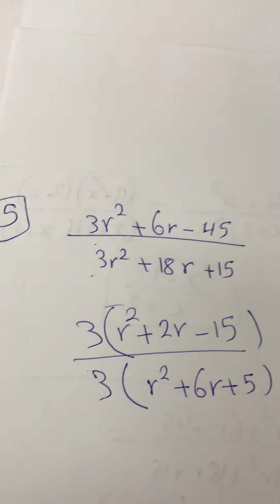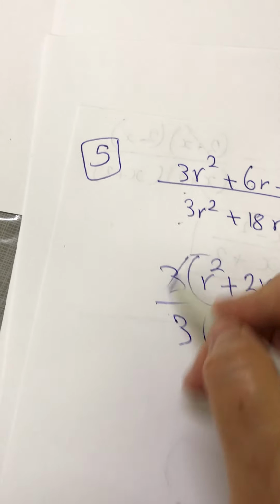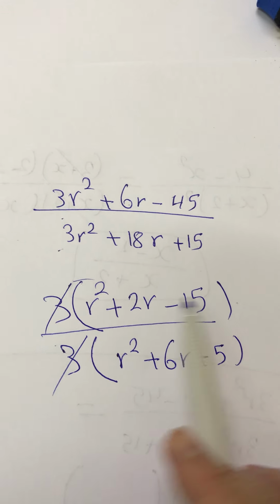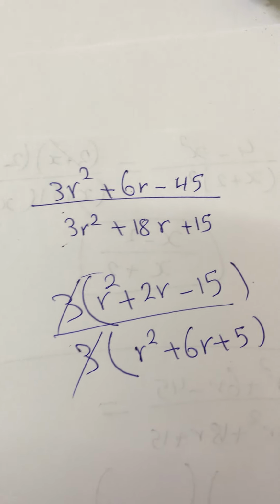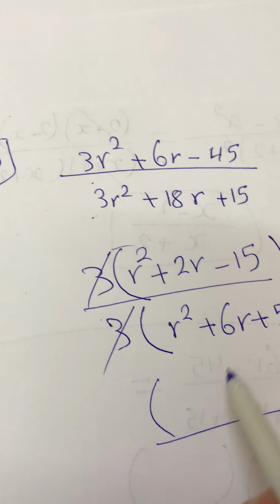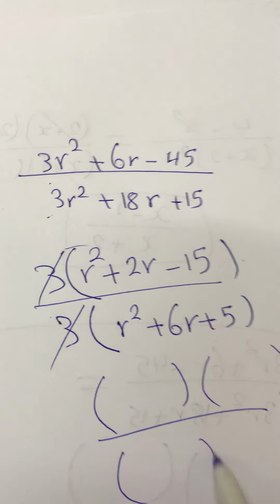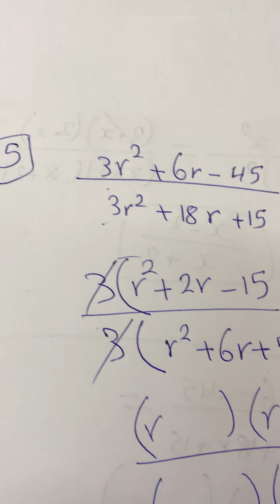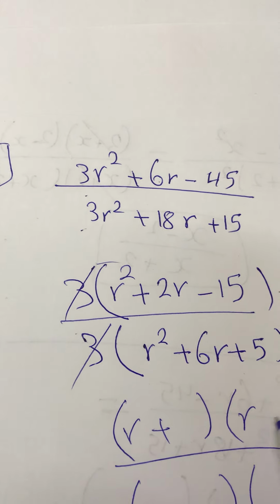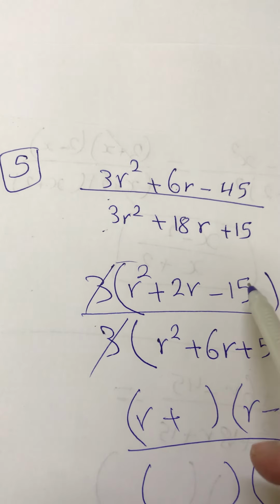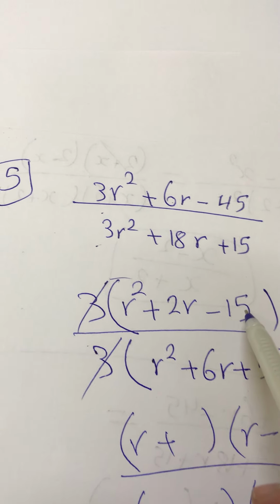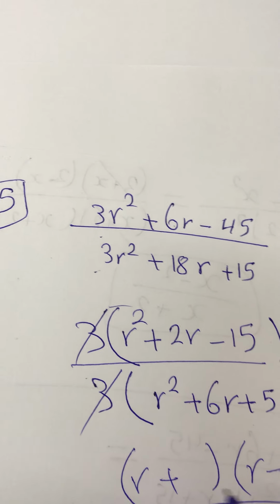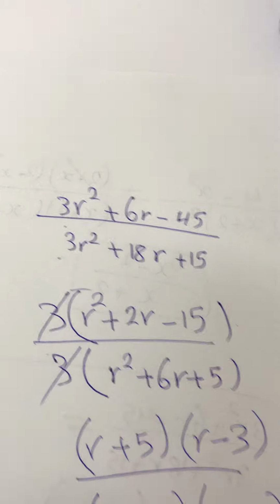Okay, by this way I have 3 up and the 3 down, cancel them, give me 1, and I start to factorize the 3 terms up and the 3 terms down like this. I'll open 2 brackets up and 2 brackets down. Now r square will be r and r. Negative 15, so I have positive and negative. 15 comes from 3 times 5. 5 is bigger, so it will take the positive sign as middle. So 5 and negative 3.